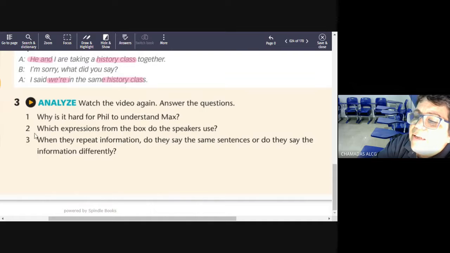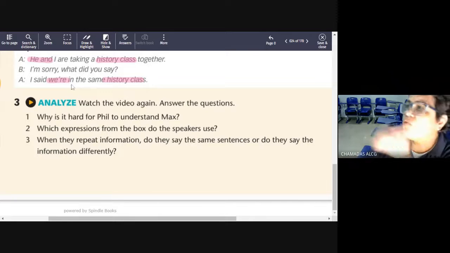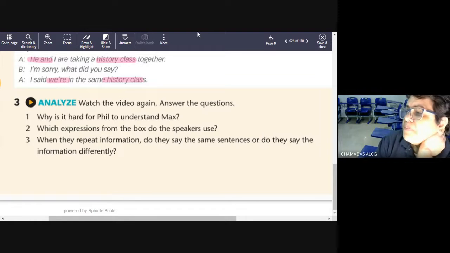But anyway, number 2, which expressions from the box here do the speakers use? And when they repeat information, do they say the same sentences or do they say the information differently? So let's watch and check it out.